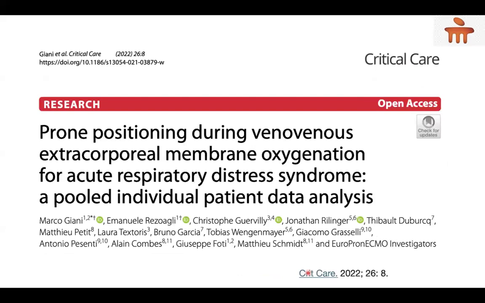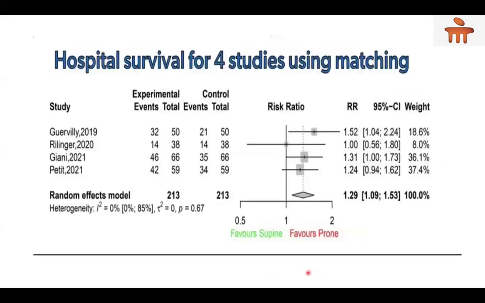So they did a pooled individual data analysis from 4 studies, where they matched patient to patient and made the confounding variables similar in both the groups. In those 4 studies, they found that the mortality benefit was quite significant.